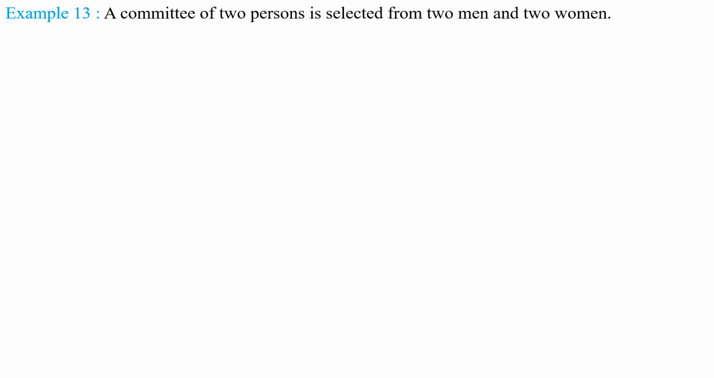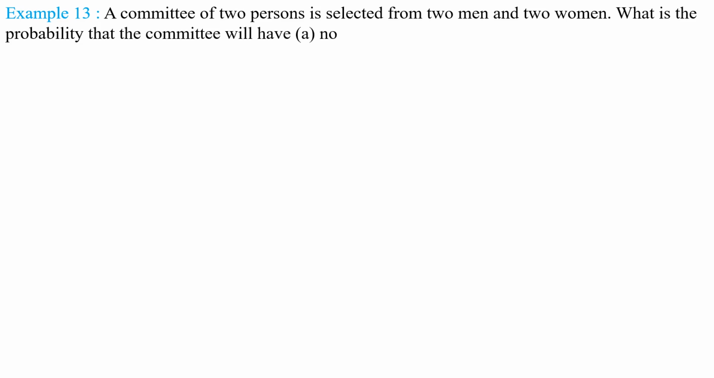Now let us take another example. A committee of 2 persons is selected from 2 men and 2 women. What is the probability that the committee will have no man? Second event, one man. Third event, 2 men. Understood this question, my children?